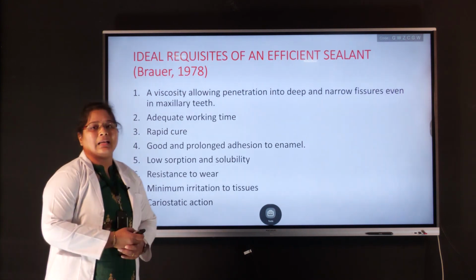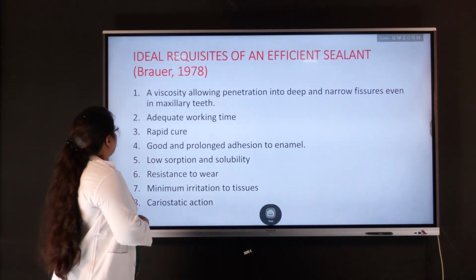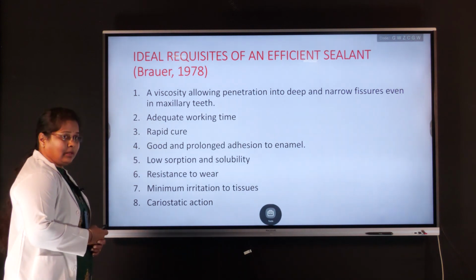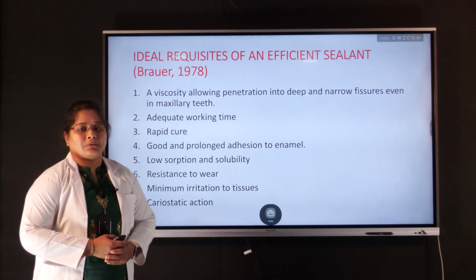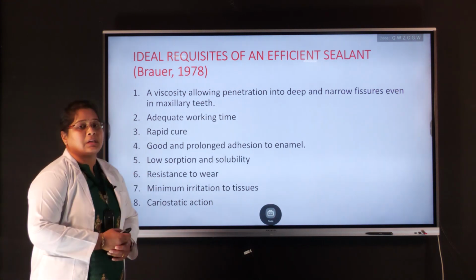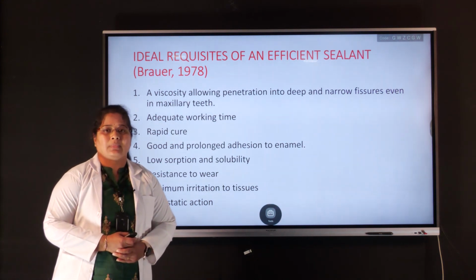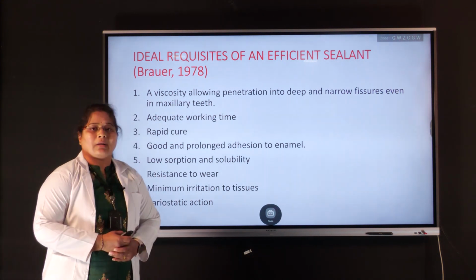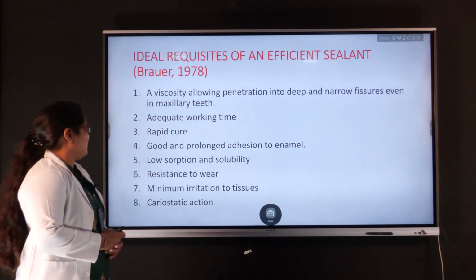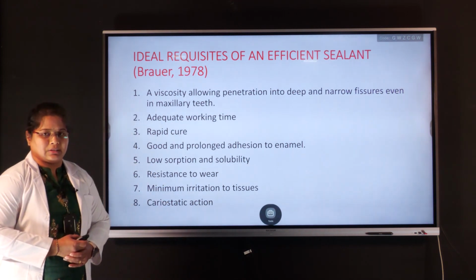What are the ideal requisites of a sealant? According to Brauer, sealant material should have good viscosity, a viscosity allowing penetration deep into the fissures, adequate working time, less curing time, prolonged adhesion to the enamel, resistance to wear, minimal irritation to the oral tissue, and cariostatic action.